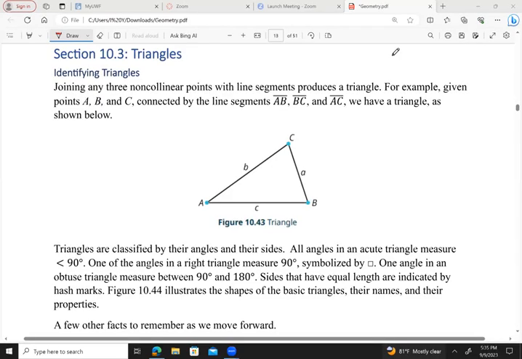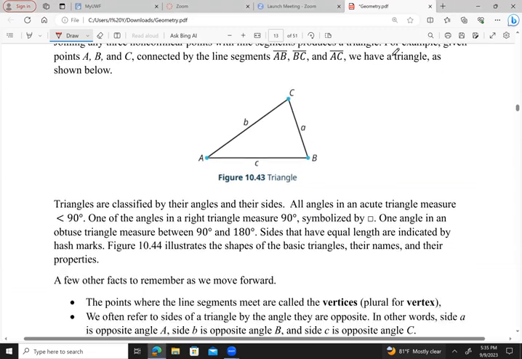Which line segments produces a triangle. For example, given points A, B, and C connected by the line segments AB, BC, and AC, we have a triangle as shown below. Triangles are classified by their angles and their sides.